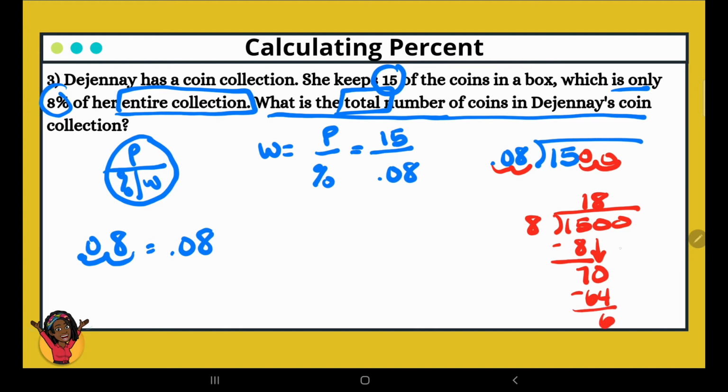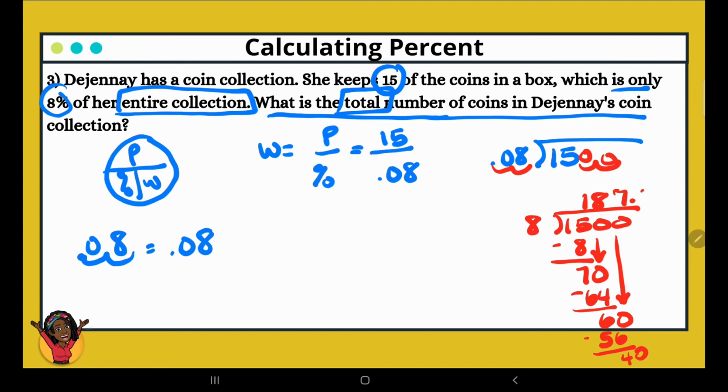And then I bring down the next 0. 8 goes into 67 times. 7 times 8 is 56, which leaves a remainder of 4. Now I want to keep going until I have no remainders. So I'm going to put a decimal in my quotient and add a 0.